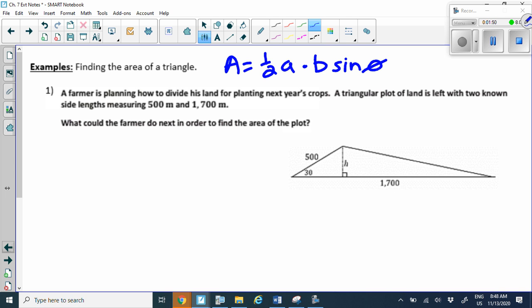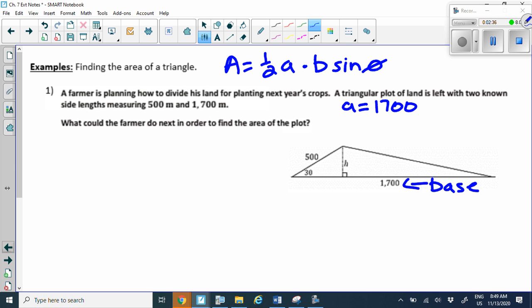So here it says a farmer is planning how to divide his land for planting next year's crops. A triangular plot of land is left with two known side lengths measuring 500 meters and 1,700 meters. And so we can definitely see our picture here. Okay, so we are going to make sure we can use this formula to help ourselves. So what does the A, B, and sine of theta represent? Let's look here. Notice that we do have our height and we have that right triangle. The 1,700, that's going to represent our base. And remember here, the base is the A value. So I'm going to say A is equal to 1,700.